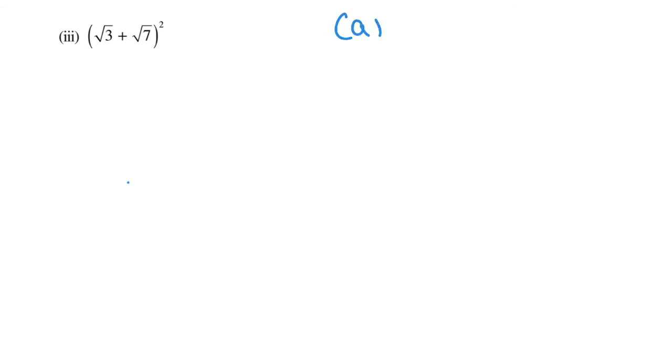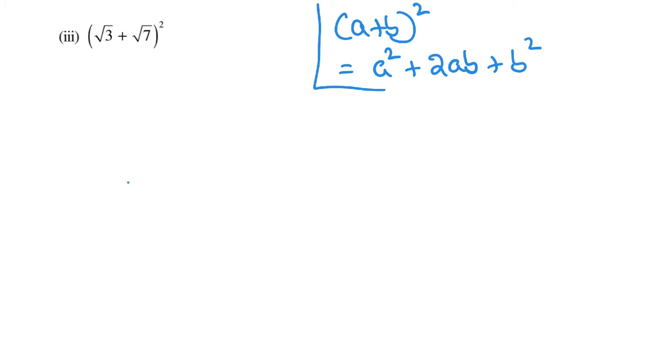A plus b the whole squared. What is the formula if you expand? It's going to be a squared plus 2 times ab plus b squared. Remember this? You studied it in your grade 8, also in grade 7. So can we apply the same thing over here? Is this in the form a plus b the whole squared?